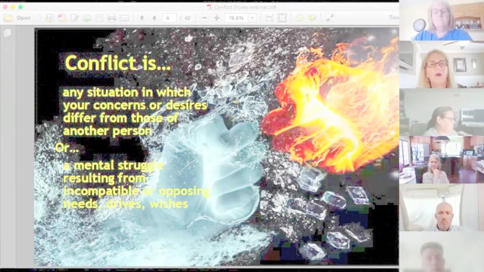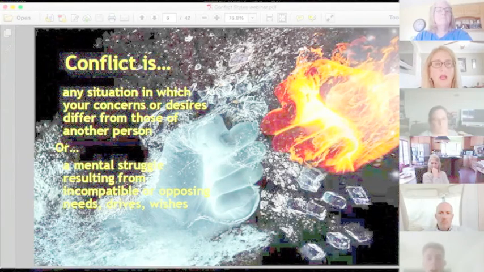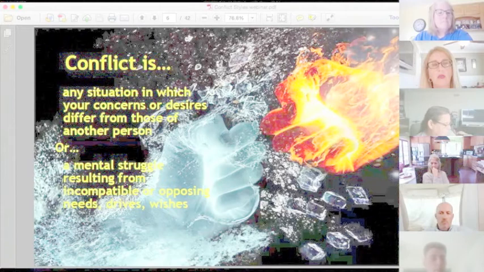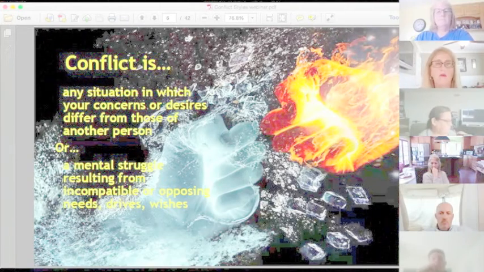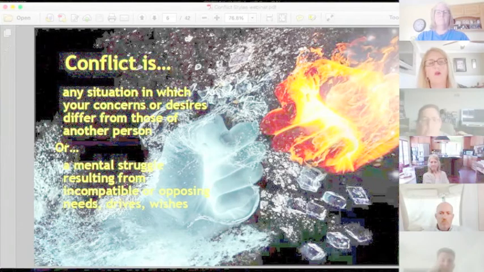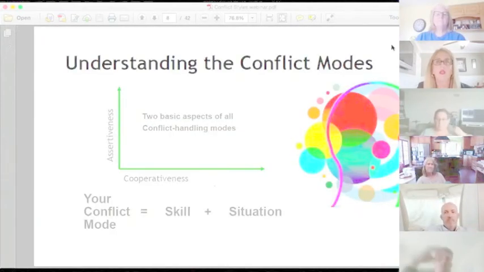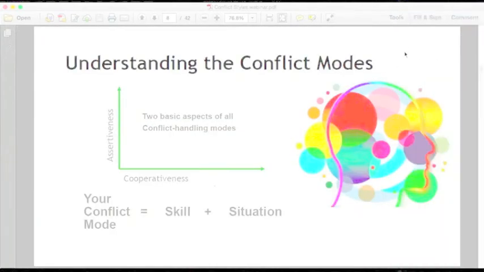So when we think about conflict in this context, we're going to think about it between 2 different people, us and somebody else. I know there's conflict between nations and states and political parties. We're not talking about those today, although this could probably relate to all of that. We're going to talk about it one-on-one so that we can have some actionable ways to deal with conflict. So we're going to talk about the conflict modes.